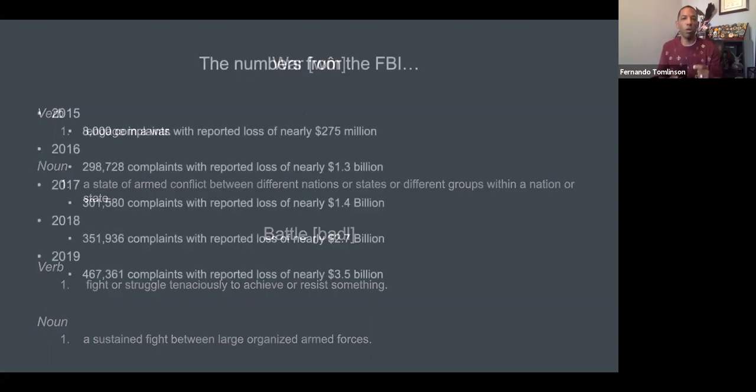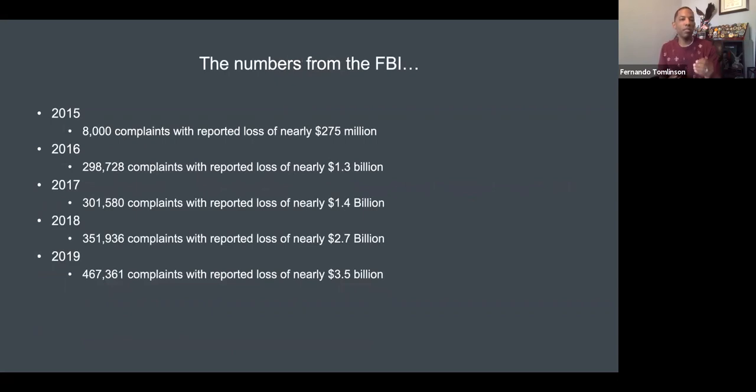What are these numbers? Well, from the FBI, we see this. 2015, as far back as I can go for the FBI, 8,000 complaints with nearly 275 million in losses. And then we just fast forward to 2019, 467,000 complaints with nearly 3.5 billion in losses. Now, their 2020 report hasn't come out yet. It typically comes out around the middle to the end of February. But if I were a betting person, I would bet that that number would not have decreased, but instead increased, based upon what we're all seeing from 2015 to 2019.